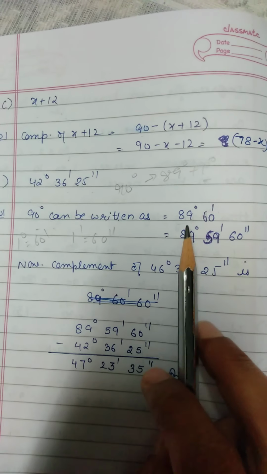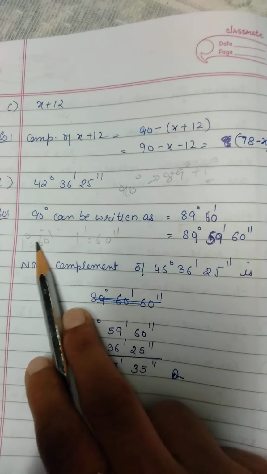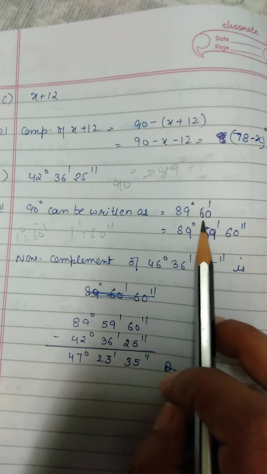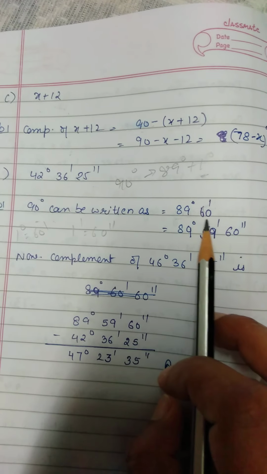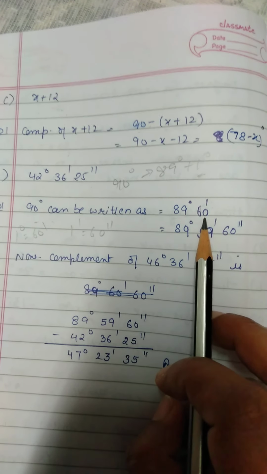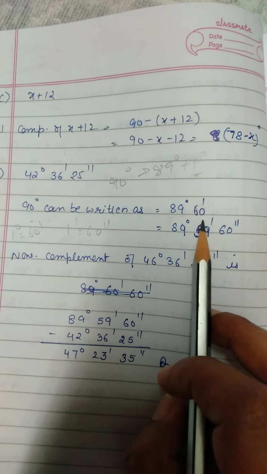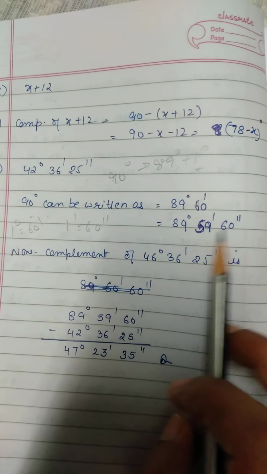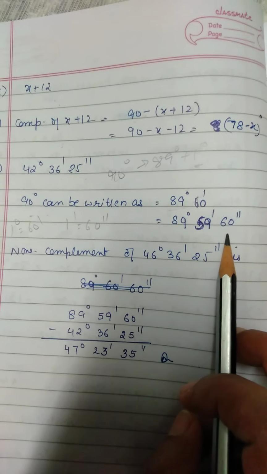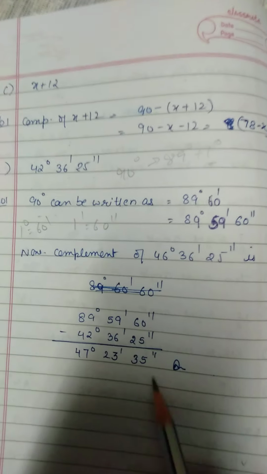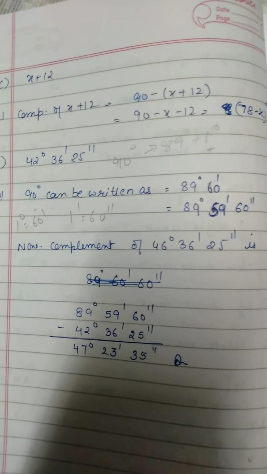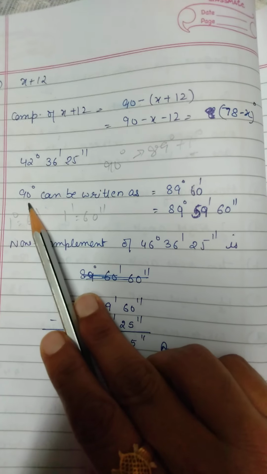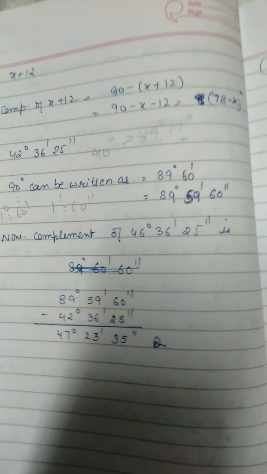Here this is 89 degree 60 minute, because 90 degree can be written as 89 plus 1 degree. 1 degree is equal to 60 minutes. So please do the correction in your copy. Here by mistake I have sent you the pic with 1 minute. So please write it as 60 minute. 60 minute again breaks into 59 minute 60 second. Fine. So now we have to subtract. Simple subtraction. Because we cannot subtract minute and second from degree, that's why we have to break our degree. Fine.